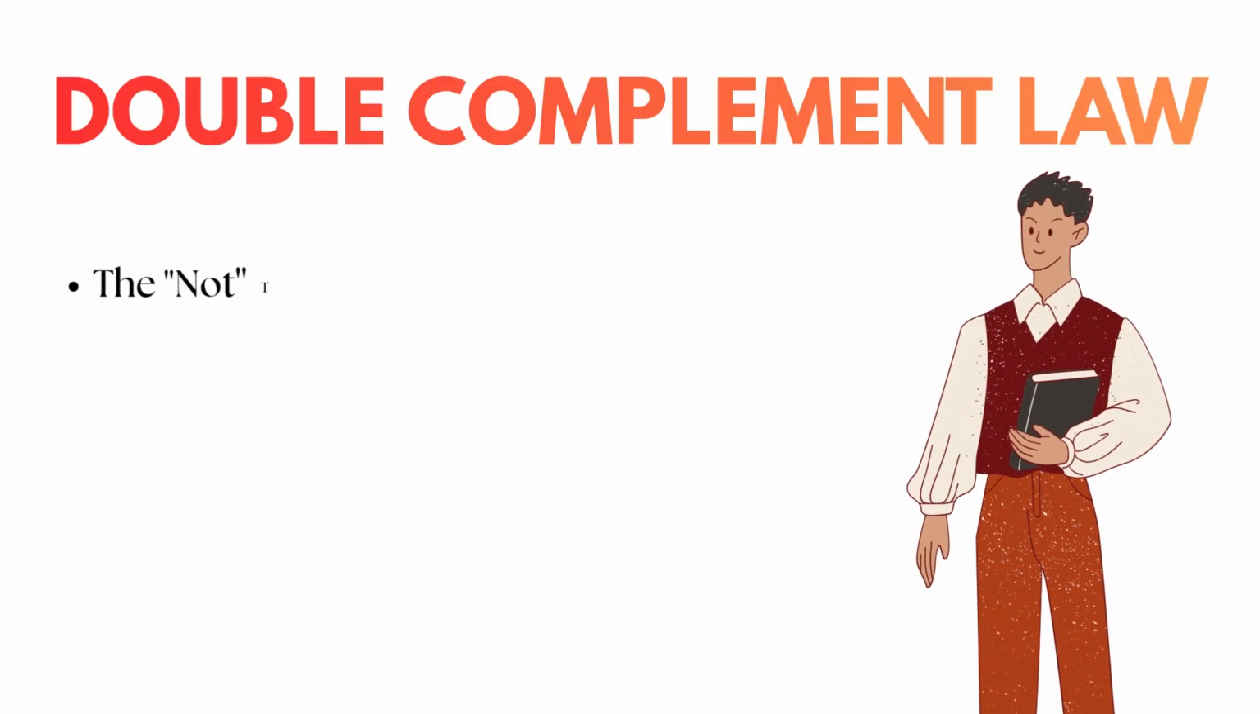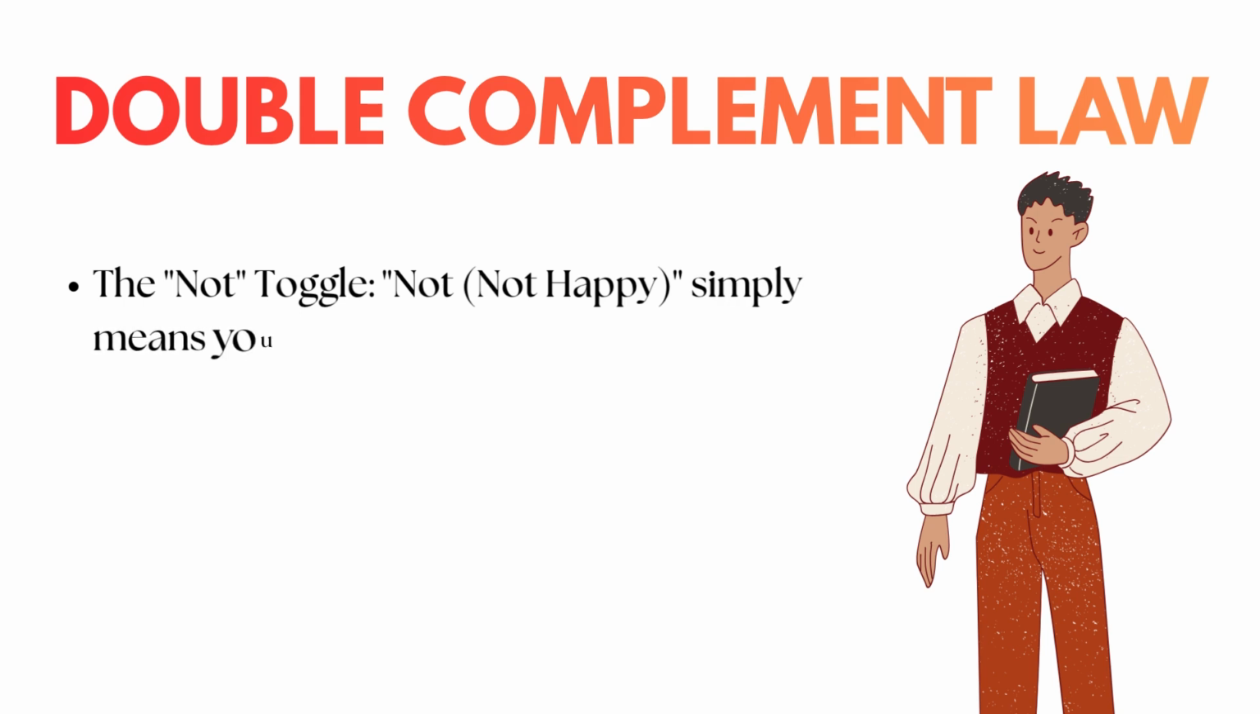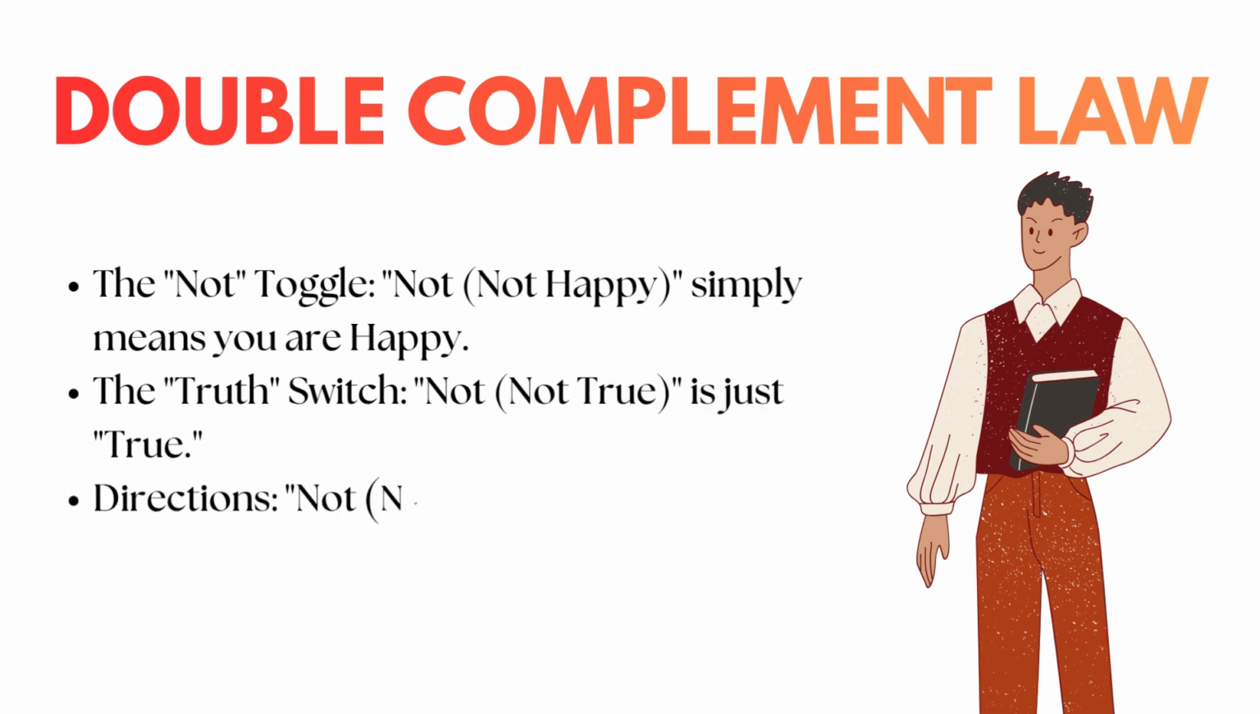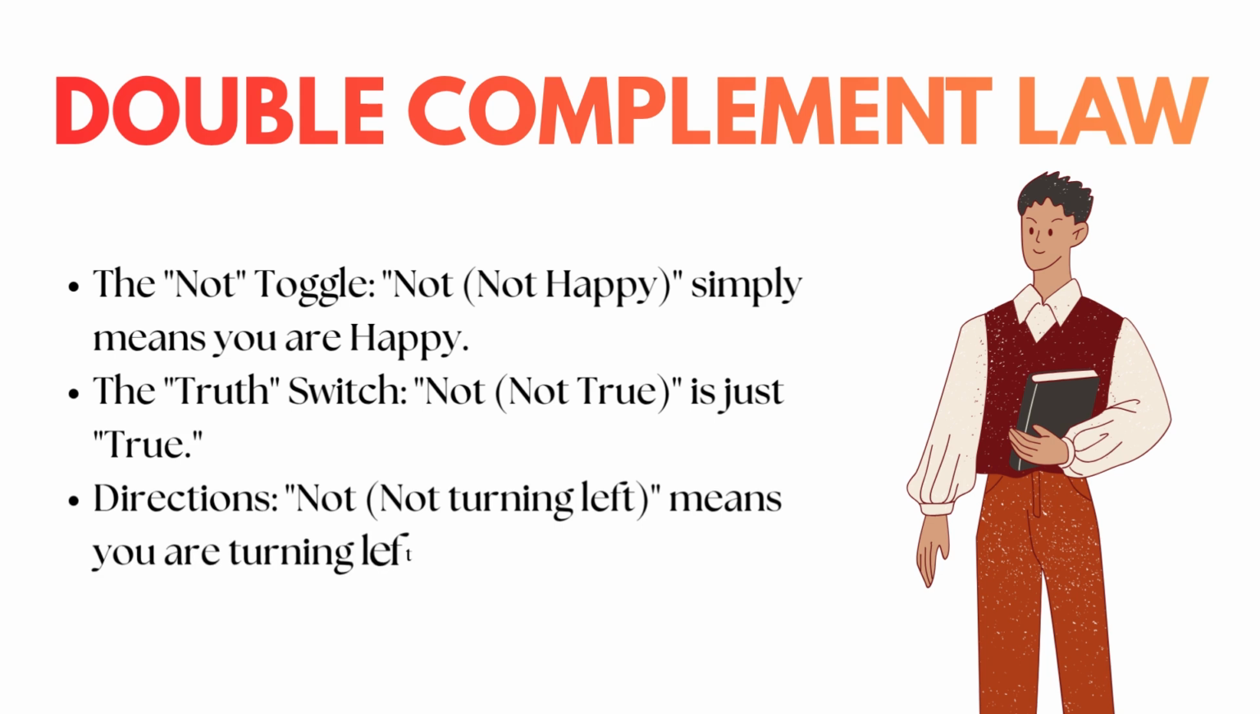Double complement. The opposite of an opposite is the original. Simple. Not not A brings you right back to A. Let's make it easier. The not toggle. Not not happy simply means you are happy. The truth switch. Not not true is just true. Directions. Not not turning left means you are turning left.